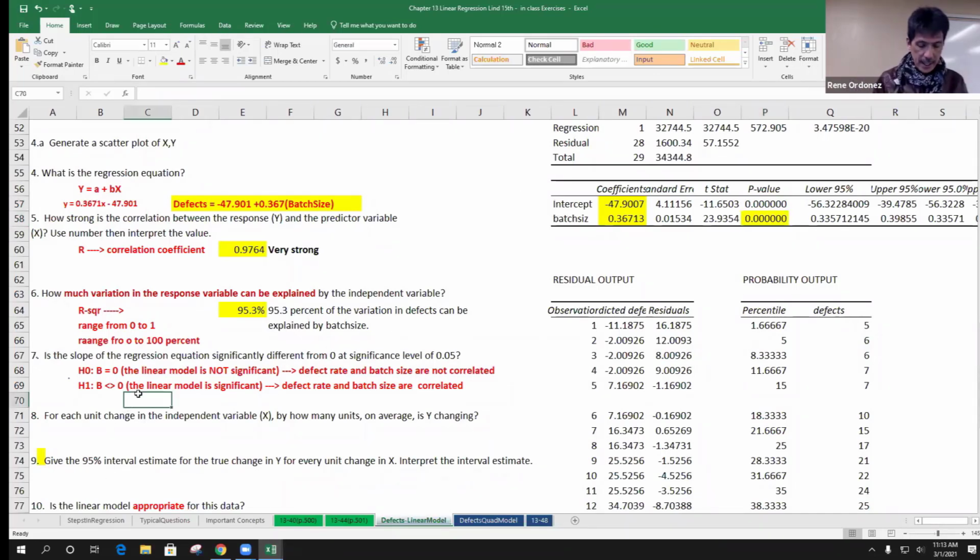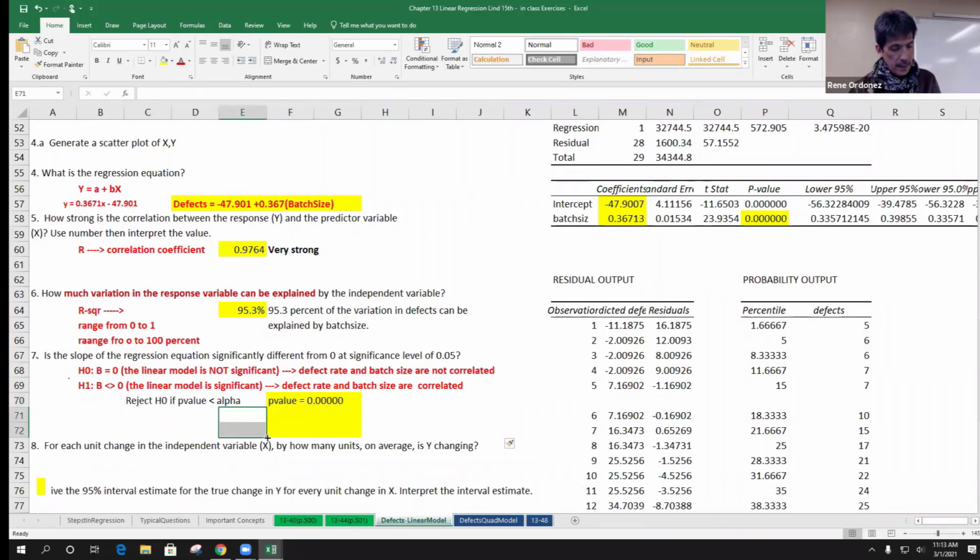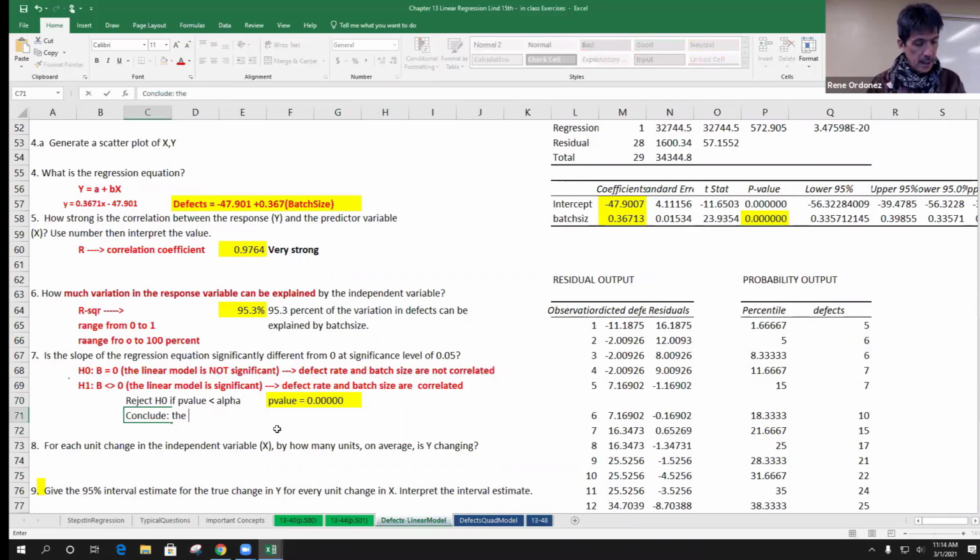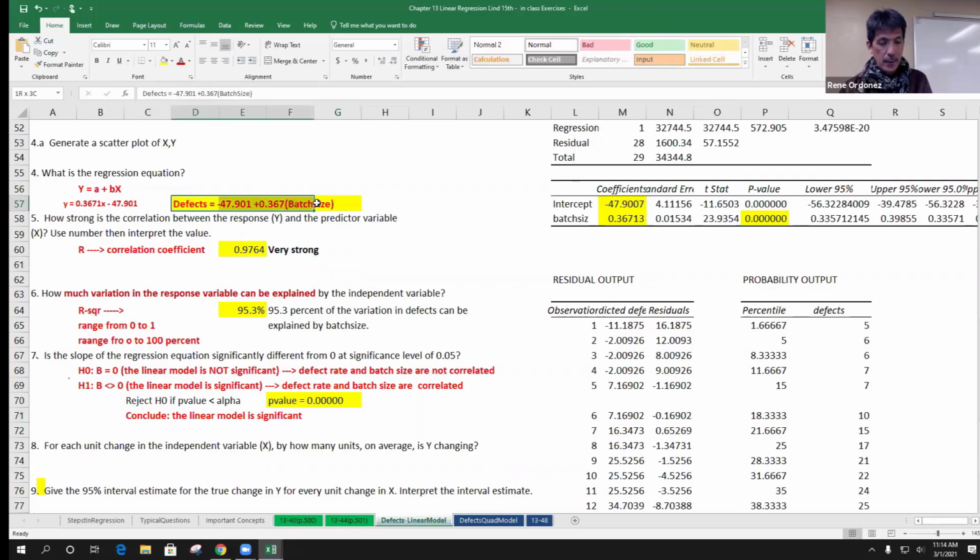Let's go back here, and we will say that the decision rule is to reject the null hypothesis if p-value is less than alpha. And we know that the p-value is quite small. Regardless of the size of your alpha, you will reject the null hypothesis. So the decision that we will make here is that we will conclude that the linear model is significant.